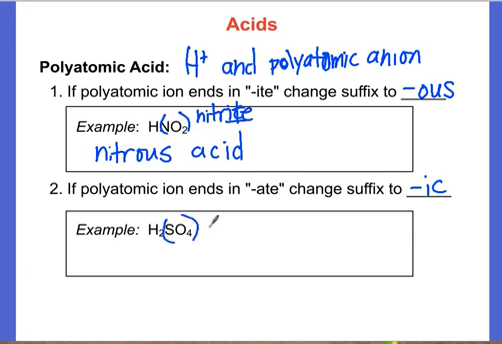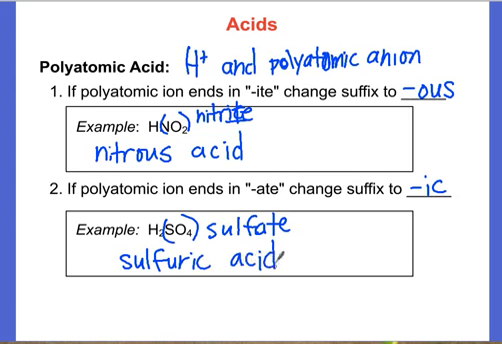So SO4, this is sulfate. Well, there's that ate ending, so we drop that and add ic. You can call it sulfic acid, but it's actually called sulfuric acid. For some reason, they add back the UR from sulfur, and so we get sulfuric acid.